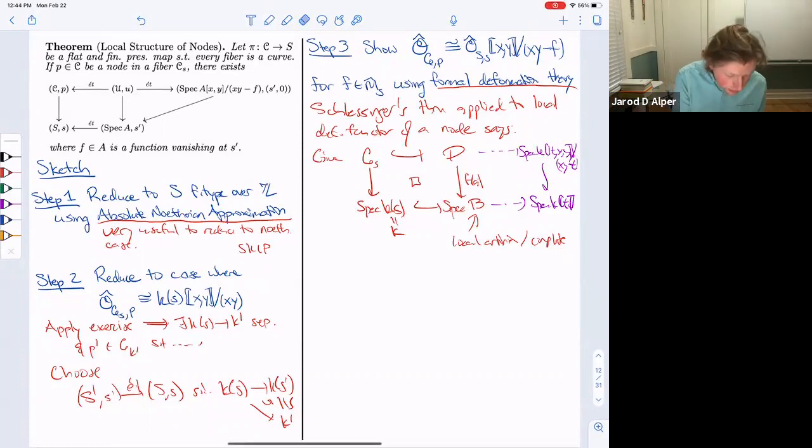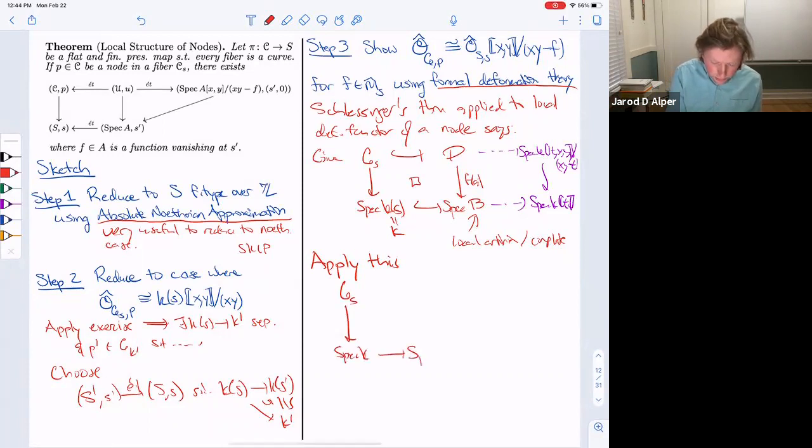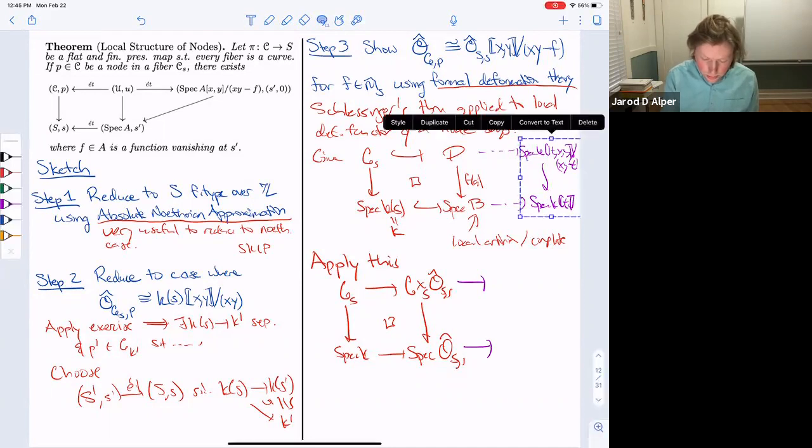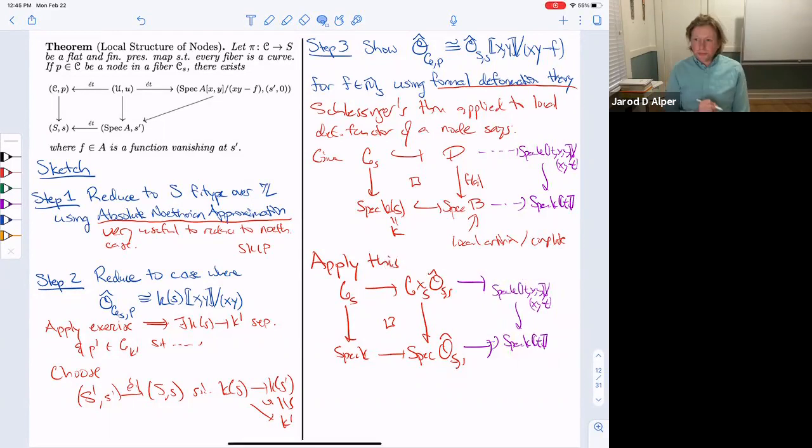And then we apply this theorem. We apply this to, so here I have my curve. And I apply it to the restriction to the complete local ring. And what it gives me is a morphism, let me cheat, to here. Such that T here then pulls back to some function f. And since it was a node, this function f is non-zero at that point s. And the completion of this at this point is identified with the completion here. So this completes the third step.